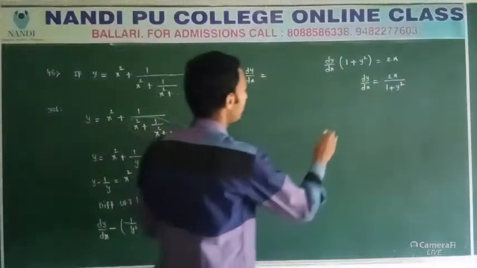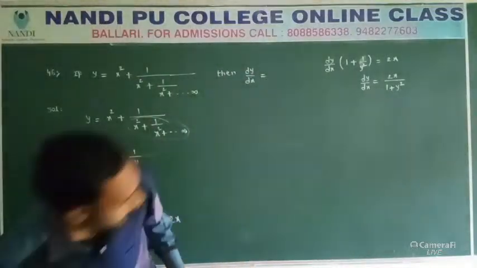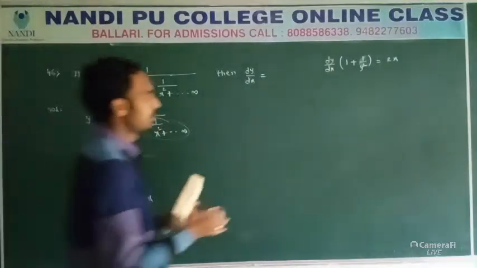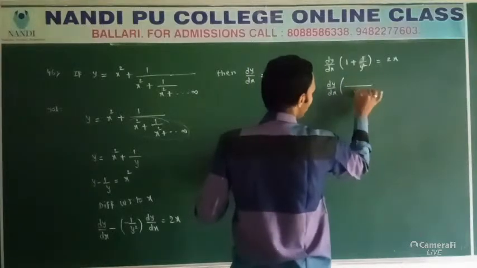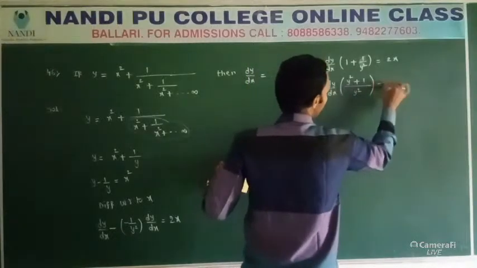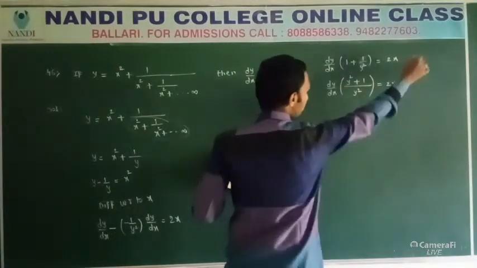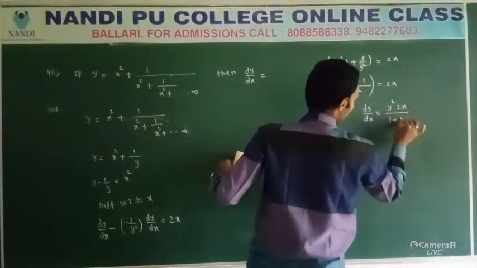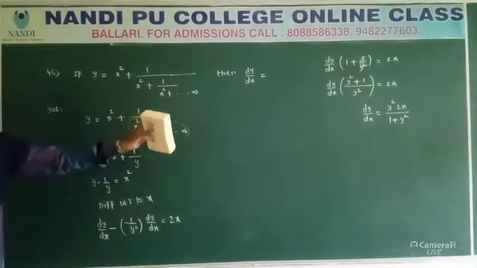Sorry, 1 by y square is there. Okay, take dy by dx common. So dy by dx into, take LCM, LCM is y square, numerator y square plus 1, is equal to 2x. Right, dy by dx is equal to, cross multiply, 2x y square by 1 plus y square. Okay, that is dy by dx, the derivative of the given function.